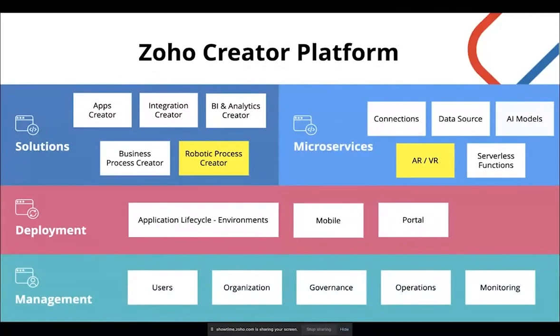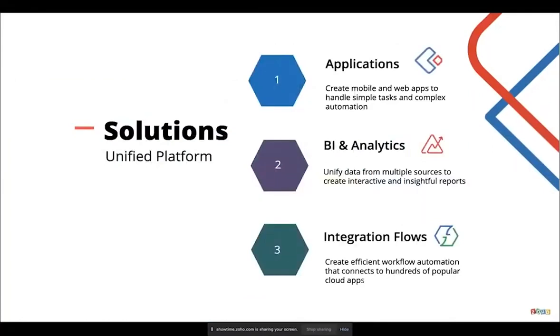Let's go into each of these categories and then look at how these categories have been enabled and how these categories can be used in the platform itself. Starting off with solutions. So solutions, as we spoke about, we have apps creator, BI and analytics, flow, business process, and robotic process creator as well. So the application creator, this is a service that we are all aware of and well used to. This is nothing but our Zoho Creator version itself, the current version of Zoho Creator. So that is the service which is going to enable the application delivery, application development part.